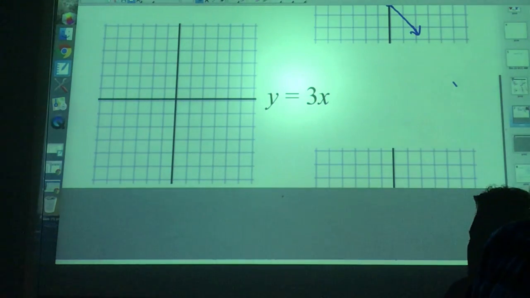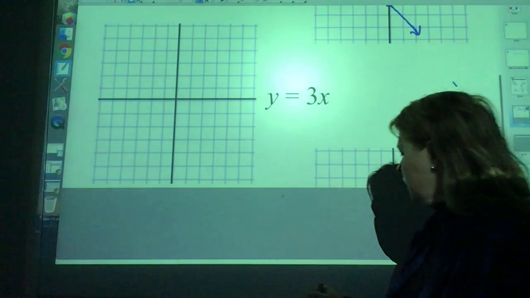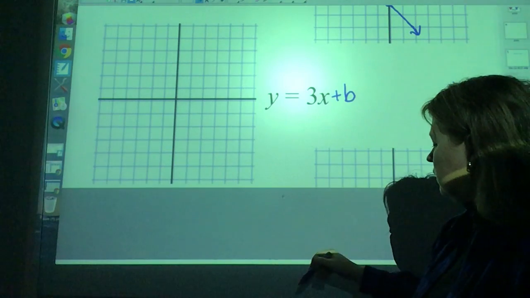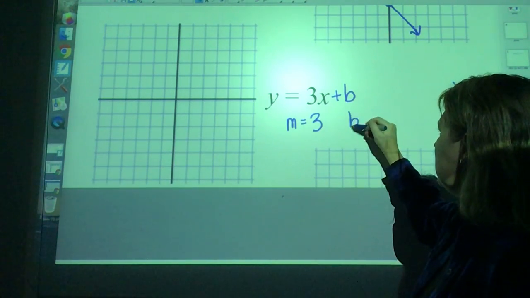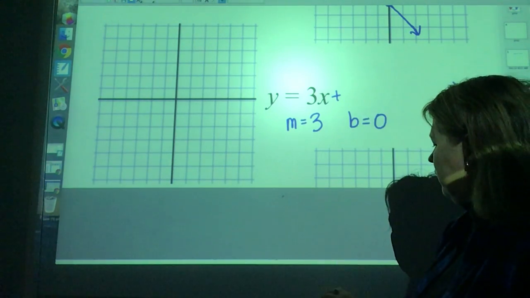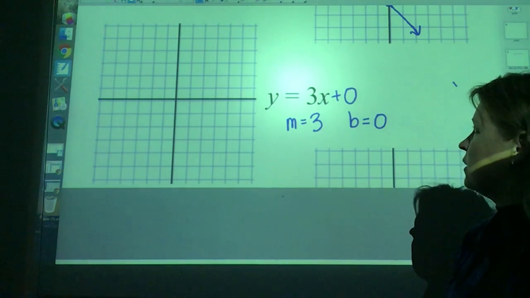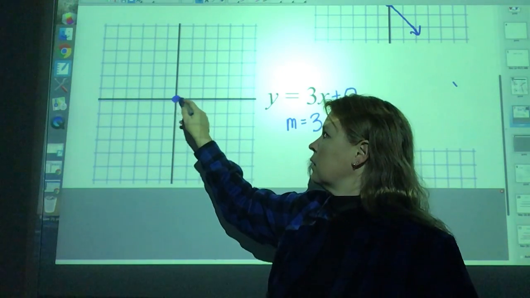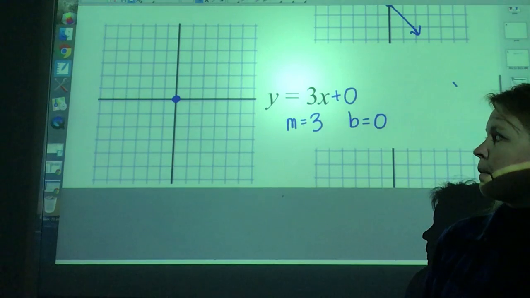Let's try this one though. Y equals 3x. We did practice these earlier. What do you do if there's not a base? What if there's not a y-intercept? There is. Your m is 3. Your b is 0. If they didn't give you a base, it doesn't mean it doesn't exist. It just means they don't have to write +0. We still have a starting point. You have to have a starting point. We're just starting right there at the origin.